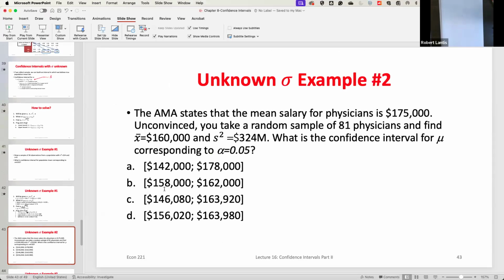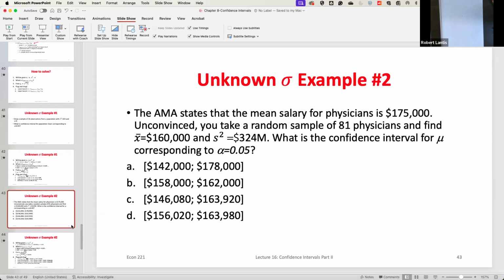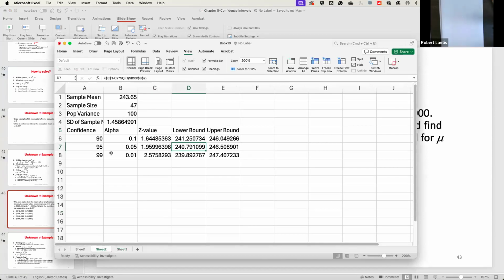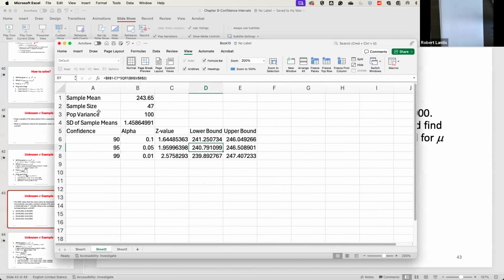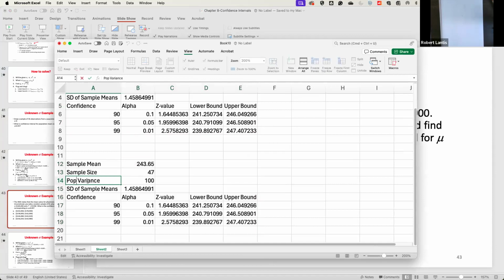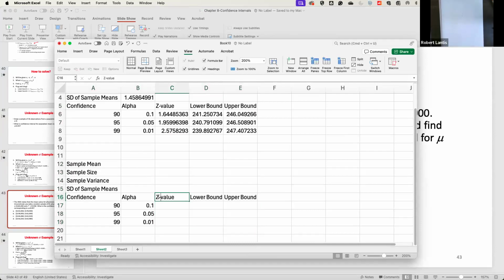So this is where I'll show you how I would set this up in Excel, or you could set up something in Excel to be a calculator for even future problems. It's going to be very similar to what I showed you for when we had a known population variance. So I'm just going to copy this, paste it. Everything's going to be the same, except here I'm only going to have my sample variance. We don't have any of these values yet, and we're going to get rid of this. We're no longer using z values, but we're using student t values.